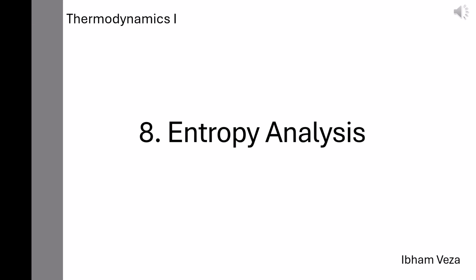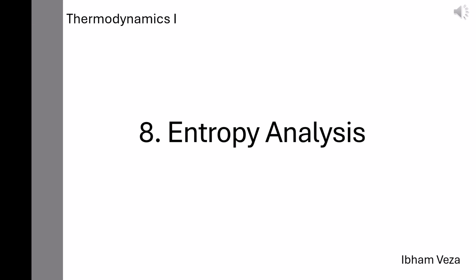8. Entropy Analysis. Welcome to Chapter 8, Entropy Analysis. This chapter is where thermodynamics gets really exciting, because we go beyond just energy quantities and start thinking about the quality of energy. Entropy is like a measure of disorder, but more importantly, it tells us how useful or usable energy really is. You'll notice that no process in nature is 100% efficient, and entropy helps explain why.